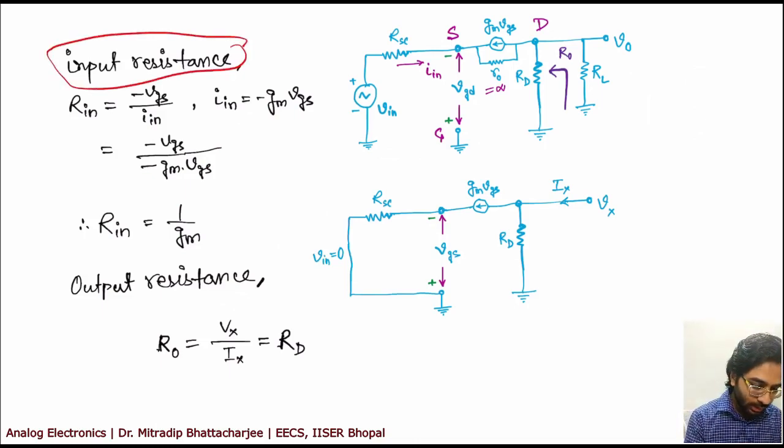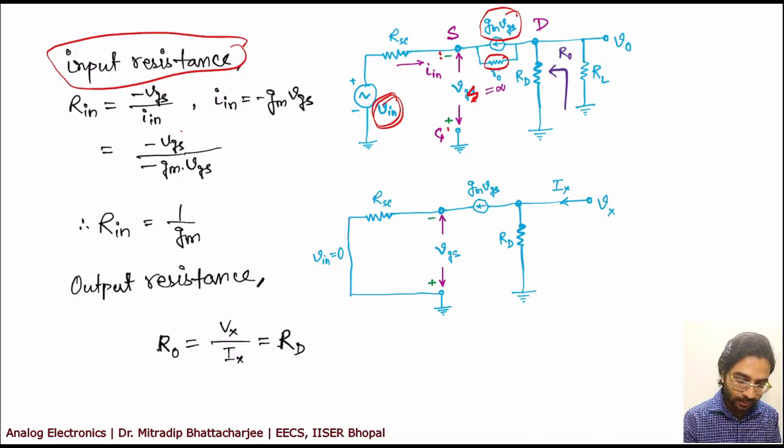Now what will be the input resistance of the same? If you look at the circuit, this will be VGS. So your input resistance will be Vin divided by Iin. What is the value of your Vin? It's minus VGS, because the polarity of this is different, so it's minus VGS divided by Iin. This is only a current source, we are considering R0 to be infinite, that means it is open circuit. So your Iin will be GM VGS, so it's minus GM VGS. So if you cancel them out, your Rin is 1 by GM.